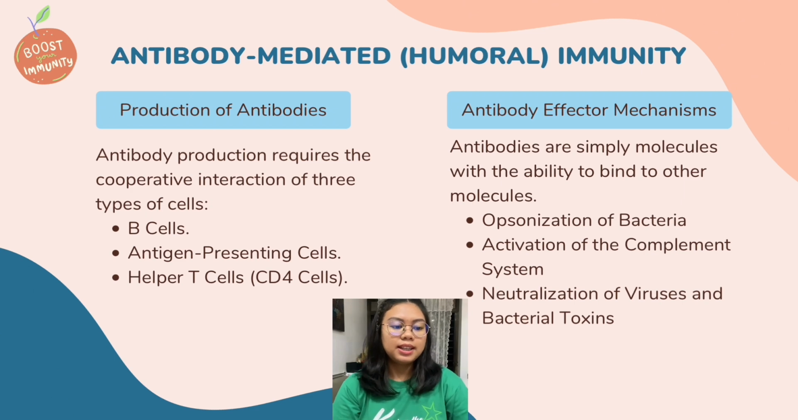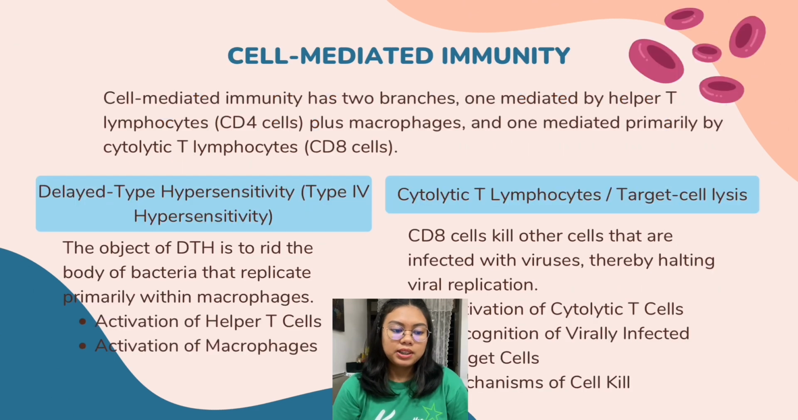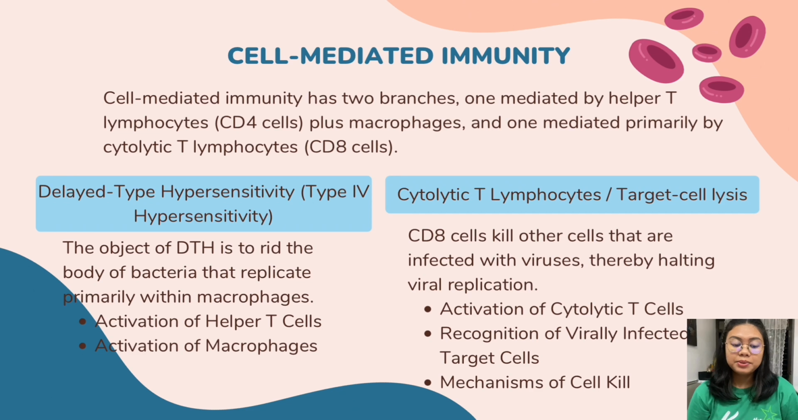So for the delayed-type hypersensitivity, first we have the activation of helper T cells. Activation of CD4 cells in DTH is essentially identical to the activation of CD4 cells in humoral immunity. Next is the activation of macrophages. Interferon gamma released from the activated CD4 cell is the major stimulus for macrophage activation. In response to interferon gamma, macrophages increase production of lysosomes and reactive oxygen.